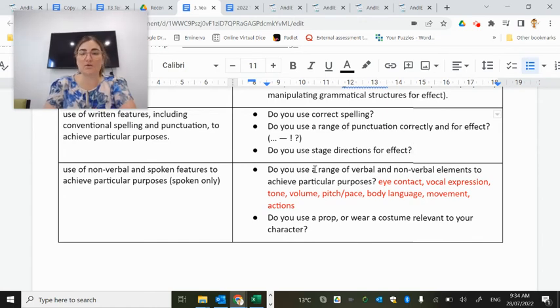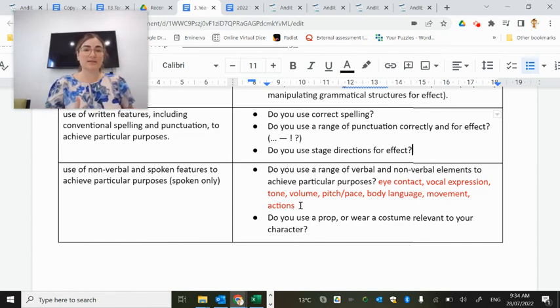You've got body language that's relevant. So if your character's sad and dejected and upset, you might be leaned over. Whereas if your character's really happy and proud and something has happened that's great for them, their shoulders are back, their chin's high, and their facial expression is one that's happy.